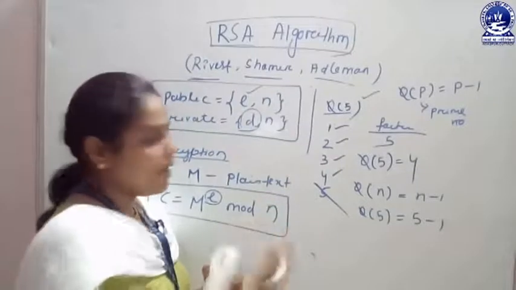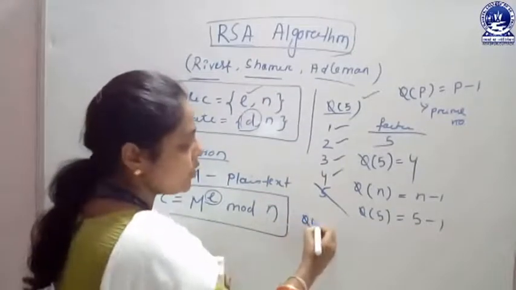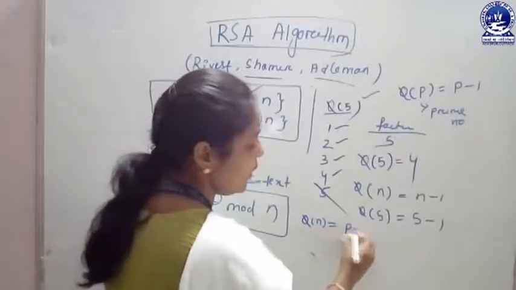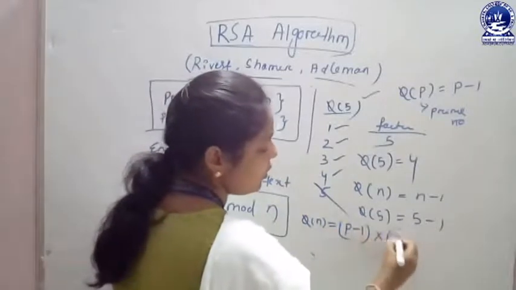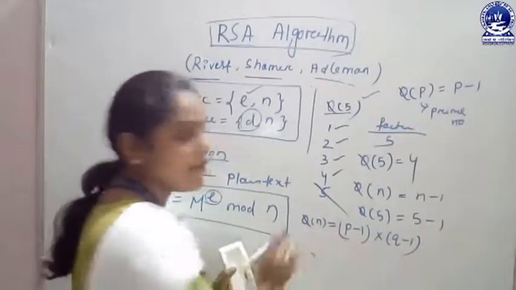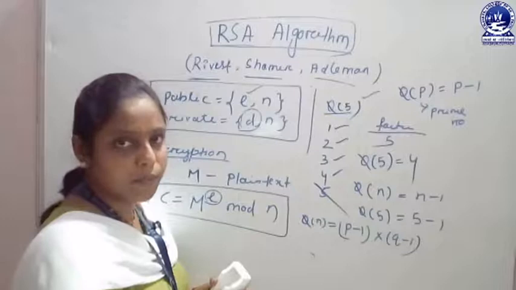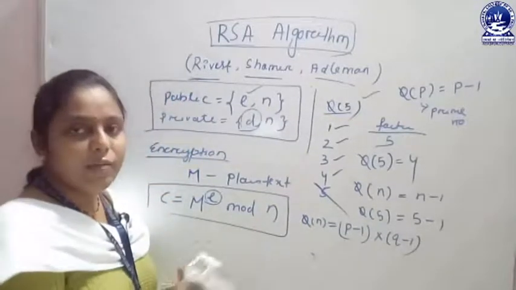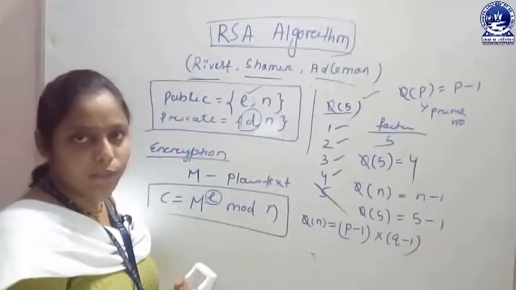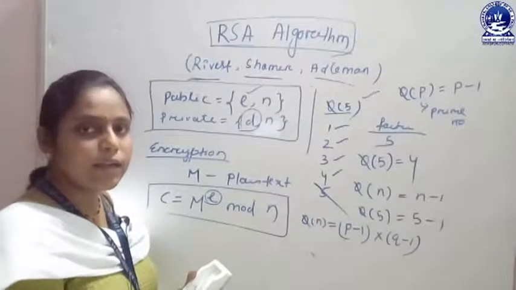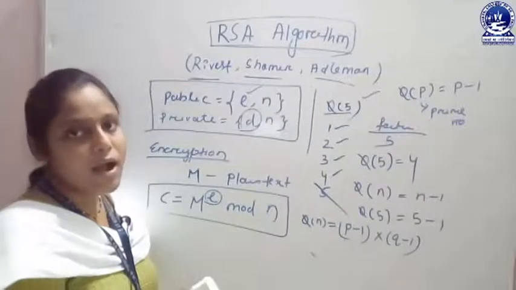For this reason, in our RSA algorithm, we calculated phi of n equal to p minus 1 into q minus 1, where p is a prime number and q is a prime number. I think you get some idea about the RSA algorithm. Now take one example for encrypting and decrypting by using the RSA algorithm.